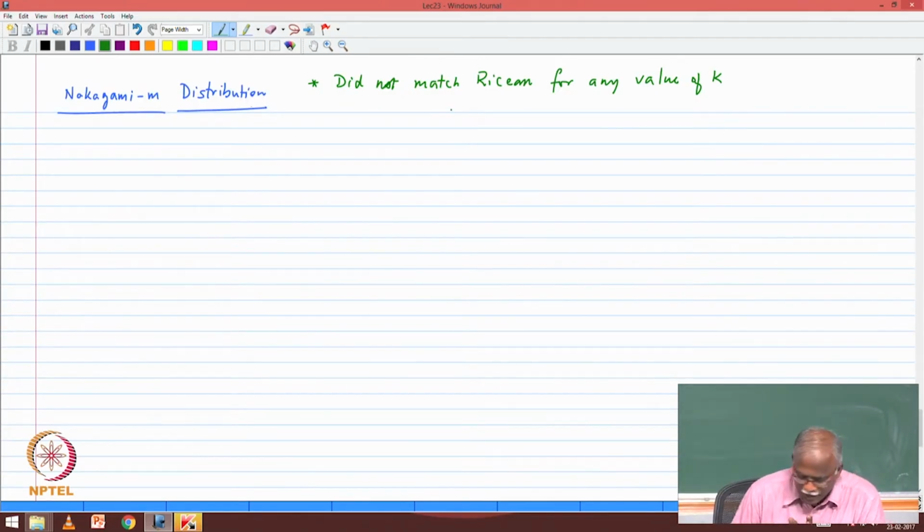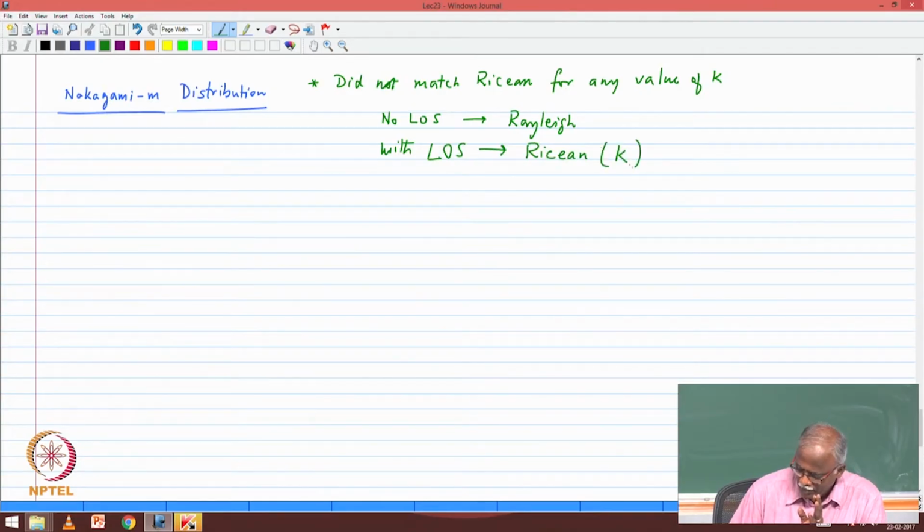So, so far the options that we had were no line of sight, means we said you take Rayleigh, that's your Rayleigh distribution, and with line of sight component it was Ricean, we had to specify the value of k. Okay, and now a third option is being given to us. So think of it as the same expression that we have for Rayleigh Ricean. So V is equal to square root of x squared plus y squared.